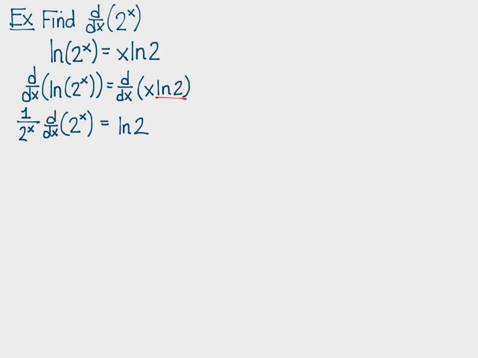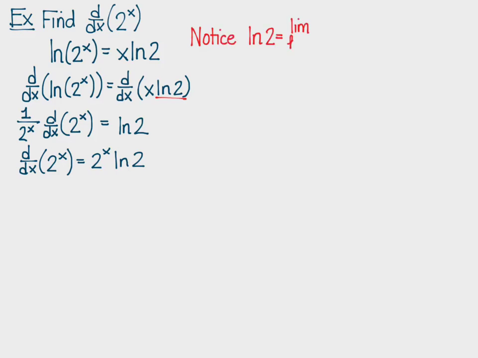And the right-hand side, notice that x is the function x, and ln of 2 is just a constant. So the constant stays there, and we take the derivative of x, which gives us 1. So the right-hand side becomes ln of 2 times 1, or ln of 2. Solving for d by dx of 2 to the x, we get d by dx of 2 to the x equals 2 to the x times ln of 2. Notice that ln of 2 is approximately 0.693417, which is exactly that value of the derivative of 2 to the x evaluated at 0.